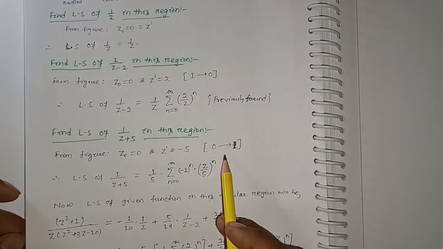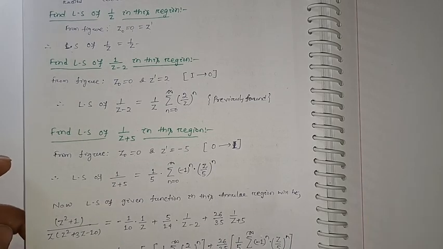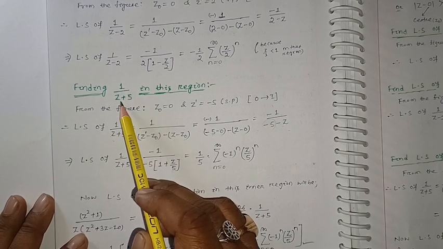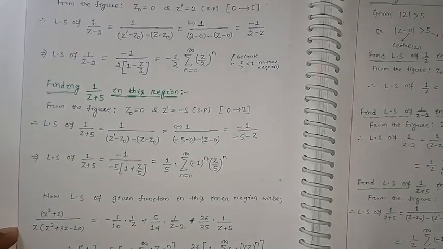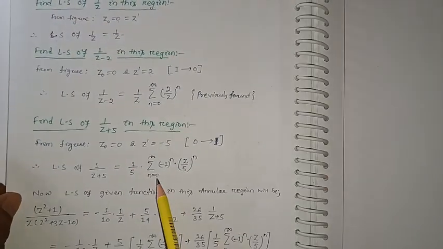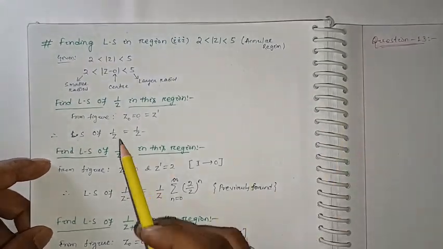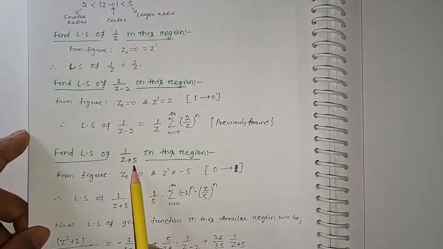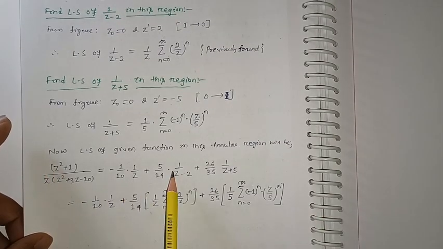For out to in, the Laurent series of 1 by z plus 5, for out to in case we have already evaluated. Here you can see, we evaluated the Laurent series of 1 by z plus 5 for out to in case and found this one. Directly I have substituted it there: 1 by 5 summation 0 to infinity (minus 1) to the n, (z by 5) to the n. Here we found the Laurent series of 1 by z minus 2 and 1 by z plus 5 in the annular region. So our original function is this plus this plus this.